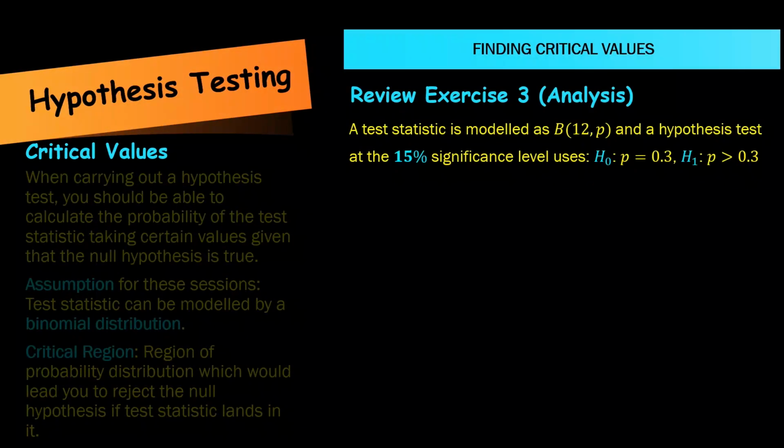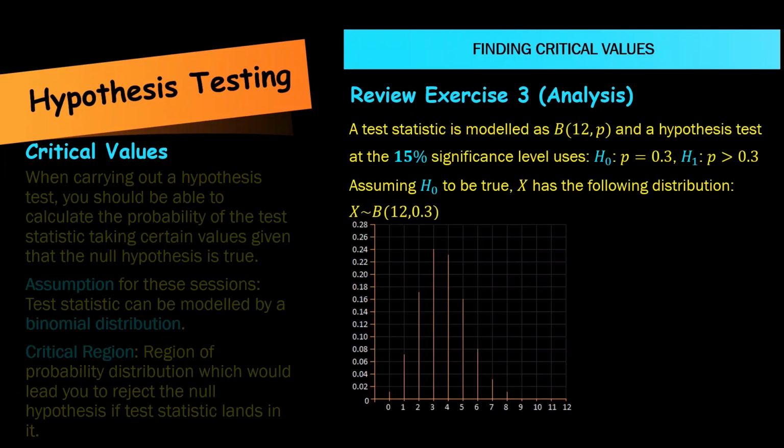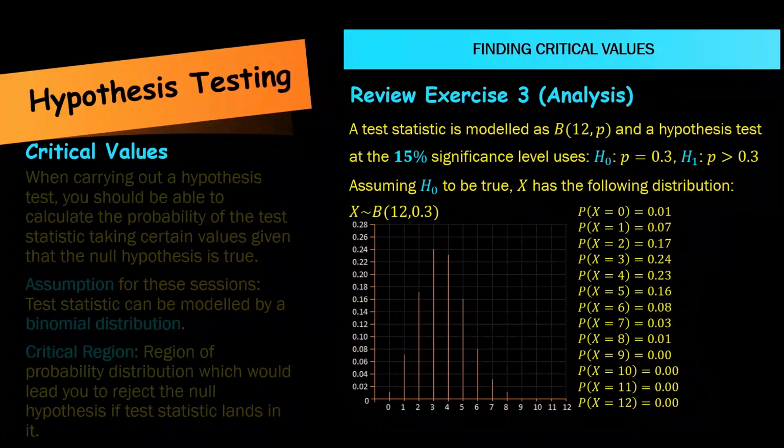Now let's take a look at another example. This time the scenario is very similar, except we're using the 15% significance level. Again, if we assume H0 to be true, X has the following distribution. X is distributed binomially with n equals 12 and p equal to 0.3. Here's our distribution again. Same scenario, almost, except we're using a 15% significance level. Here are our probabilities again.